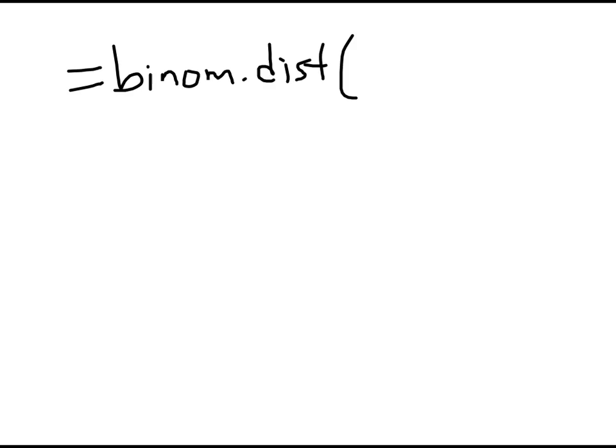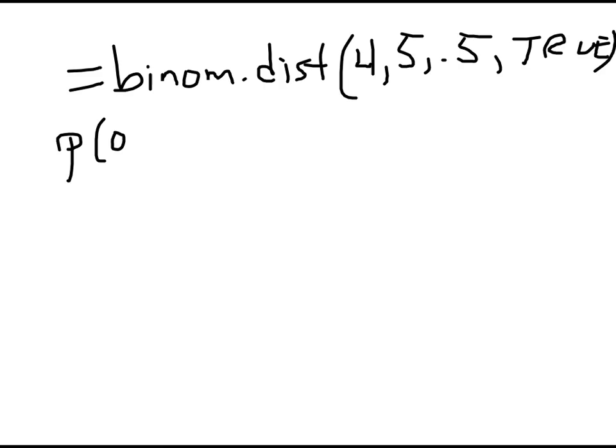All right, let's try this again. In a different cell, type in equals binom.dist, and we'll do the same scenario. We're going to find the probability of 4 heads out of 5 trials with a 0.5 probability, and this time type true. So again, this is the cumulative probability.